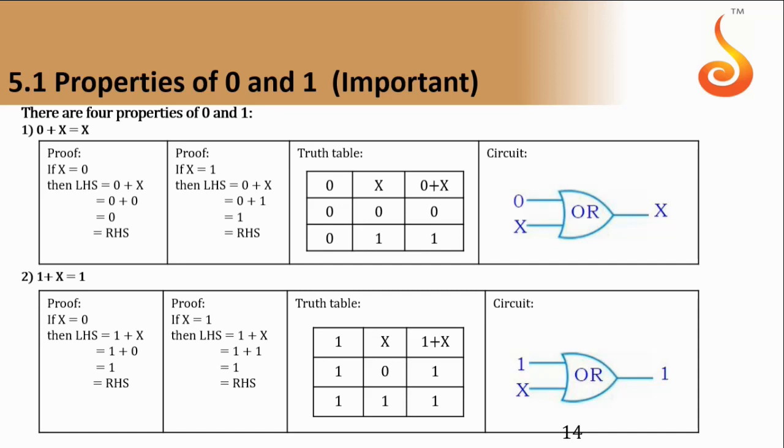And the next one is if X is equal to 1. What is the proof here? LHS is equal to 1 plus X. So 1 plus 1, it is not 10 because I am not doing binary addition here. I am doing logical addition. Whenever you do logical addition, you are not literally adding it. You are just taking the two inputs are high. So the output should be high. So 1 plus 1 is 1 in logical addition. So it is equal to RHS.